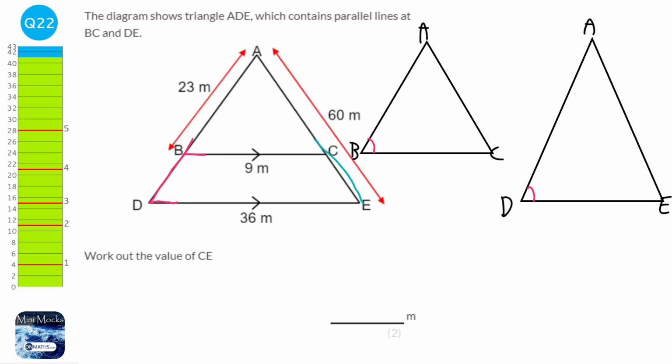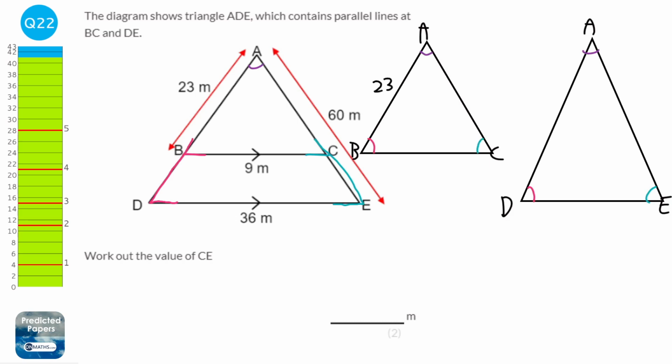We've got exactly the same thing on this side. We've got F angles, so these two are corresponding. And then the top angle is shared between the two triangles. And when you've got two triangles with exactly the same angles, they are going to be similar, which means one's an enlargement of the other.